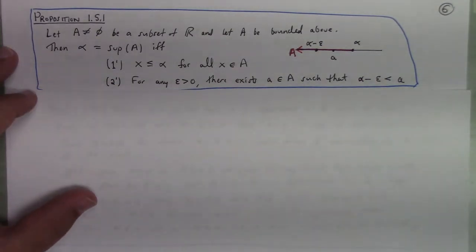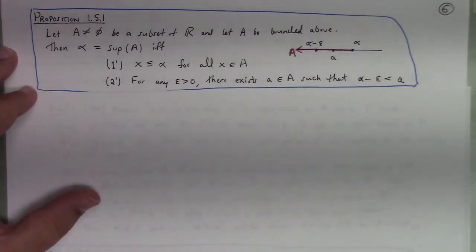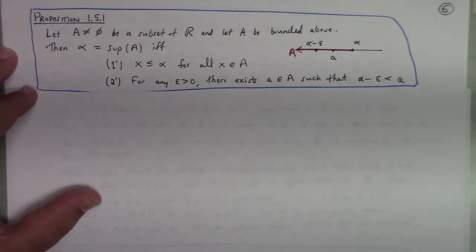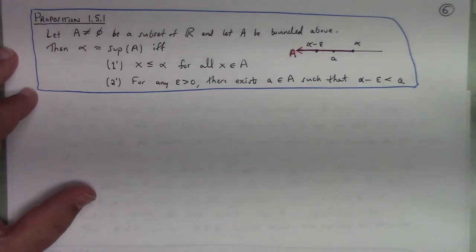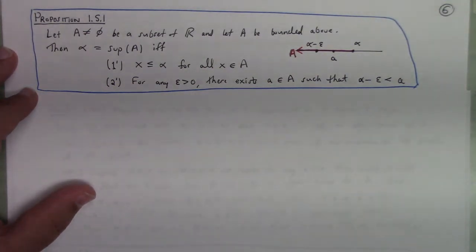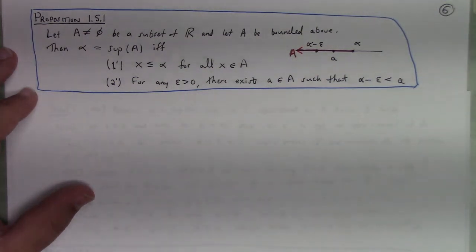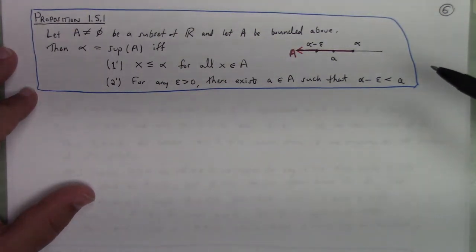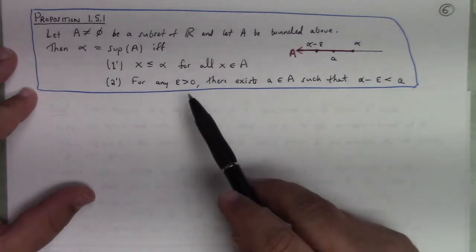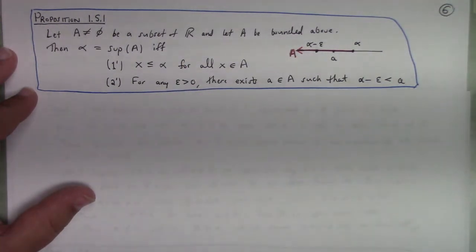Proposition 1.5.1 gives us a kind of convenient technology, if you will, a way to calculate suprema and understand them using a little real parameter, a positive real parameter, which we typically denote by epsilon in the analysis course, right? You can almost always imagine epsilon as being a small positive parameter.